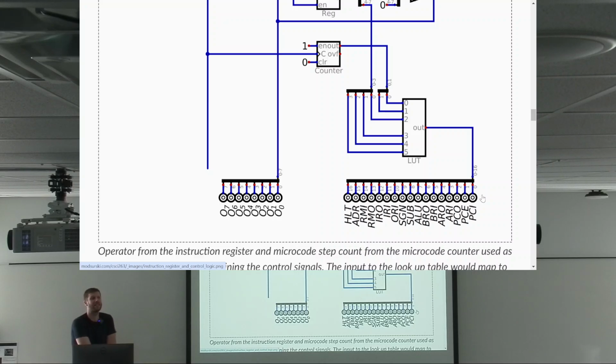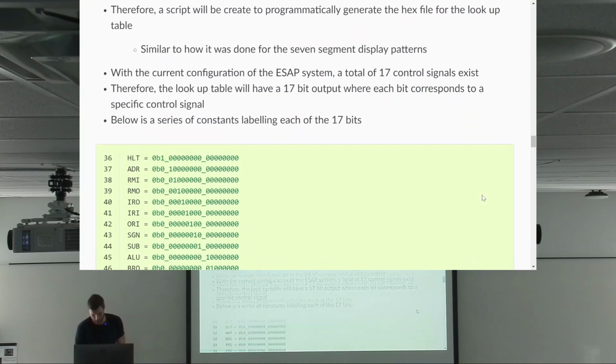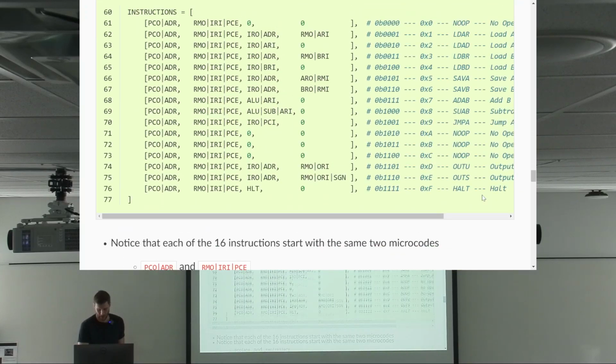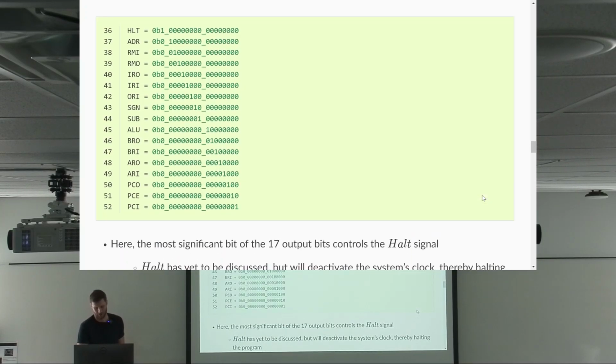But we know that several of these microcode steps require multiple bits to be high, right? I need RAM out to be high and A register in to be high. So I don't want just a single bit high, I want two bits high. How can I do that? Turns out we know a very simple way to do that.